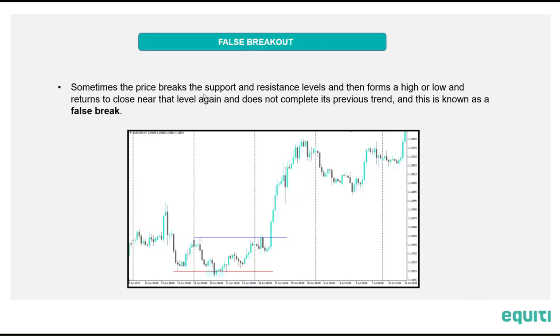Sometimes the price breaks the support or resistance level and then forms a high or low and returns to close near that level again and does not complete its previous trend. This is known as a false break. So for example, over here, we've seen that it went low and then it went high again. We went into a little bit of a sideways movement, and even though it was going down to touch the previous support level, we can still see that it went higher. It did not break the support on the downside. No, it gathered enough momentum to go into the upside, giving us an upside break.